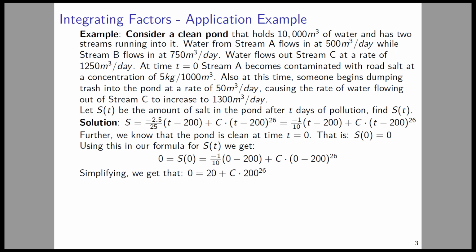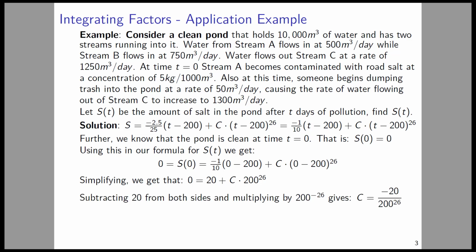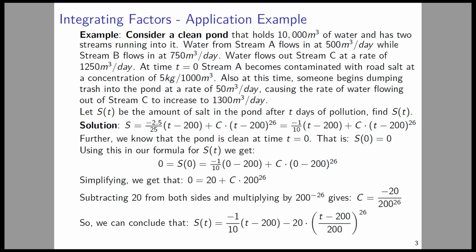So we have 0 equals 20 plus c times 200 to the 26th. Subtracting 20 and multiplying by 200 to the negative 26th on both sides, we can solve for c as negative 20 over 200 to the 26th. And using this particular value of c back in our equation for S of t, we can conclude that S of t is negative 1 over 10 times t minus 200 minus 20 times t minus 200 over 200 to the 26th power. Simplifying that, 1 over 200 to the 26th times t minus 200 to the 26th can be written as t minus 200 over 200 to the 26th power.